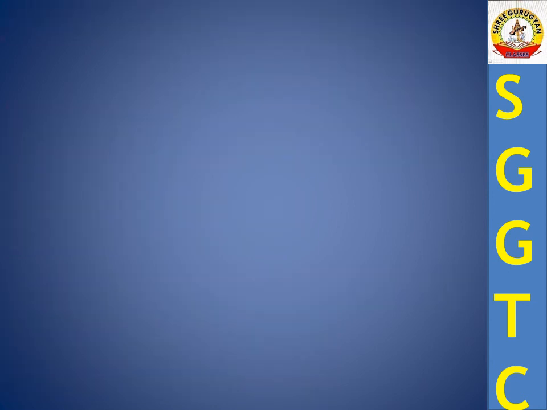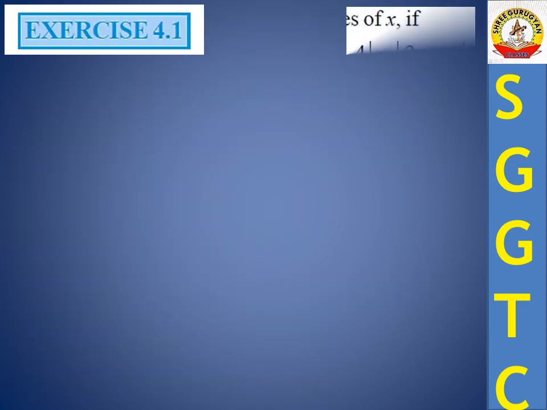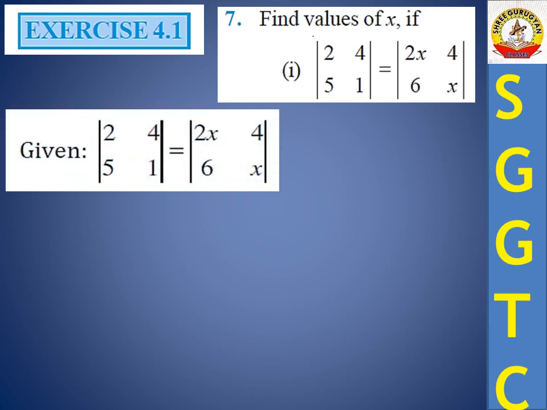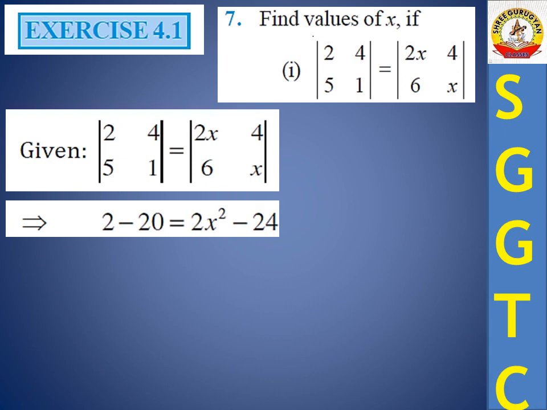Next move to question number 7. Seventh, there are two numericals, but first I am going to the first one. Find the values of x for which the given both determinants are equal. So students, both these determinants are of type 2 cross 2. That's why I apply principal diagonals minus secondary diagonals. 2 ones are 2, minus 5 fours are 20. Same as right side, 2x into x, 2x square, minus 6 fours are 24.